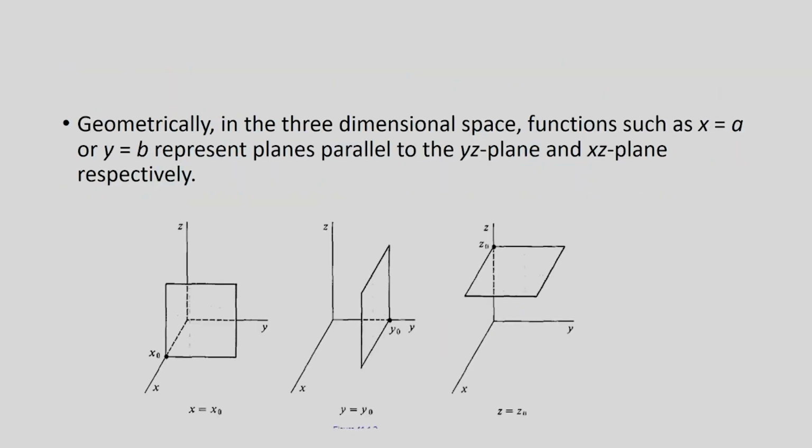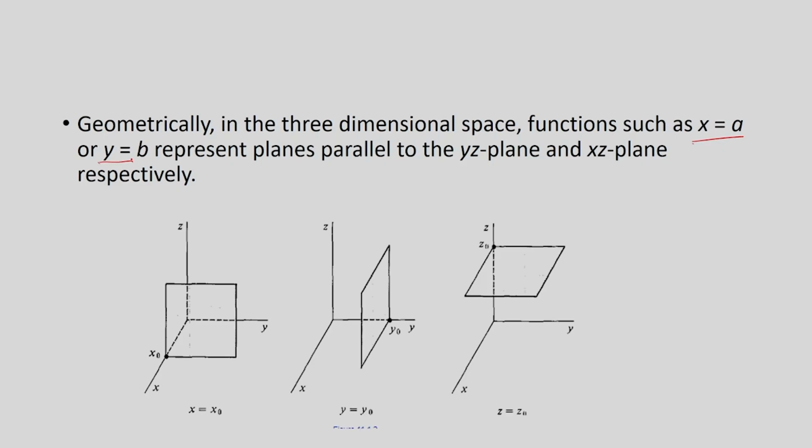Okay. Now, we are talking about at least 3 variables here, because 2 variables are independent and 1 variable could be dependent. The number of independent variables can become more than 2 also, but at the least they can be 2. Geometrically, here you have a 3-dimensional space. In 3-dimensional space, equations such as x is equal to a or y is equal to b represent planes parallel to the yz plane and the xz plane respectively.